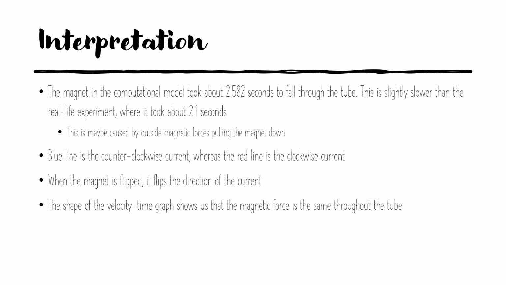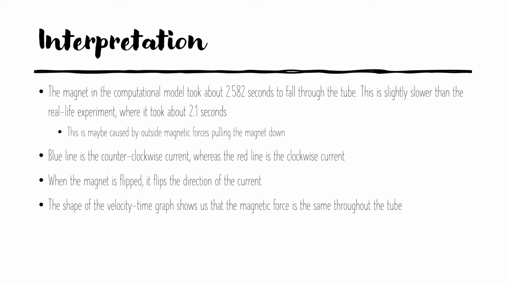Some interpretation of this: as I said, the magnet takes, in the computational model, about 2.582 seconds to fall through the tube. This was slightly slower than the real-life experiment, and this could be caused potentially by outside magnetic forces pulling the magnet down, such as something magnetic in the cabinet I was working on. The blue line in the last slide was the counterclockwise induced current, whereas the red line was the clockwise induced current.